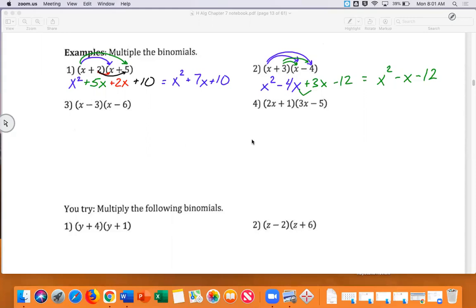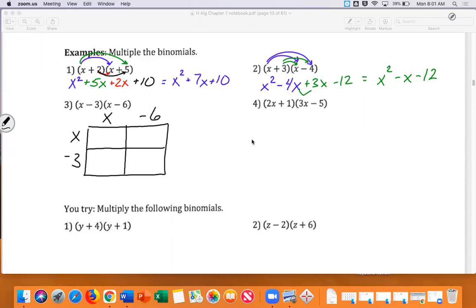So the last one is this. I want everybody to draw a rectangle. And this is a binomial, right? So it's 2 terms. So I'm going to cut my box in half this way. And this has 2 terms, so I'm going to cut my box in half that way. So I have 4 boxes. Hope, do you see how I did that? Now, going down, I'm going to write x minus 3. Do you see where I got that from? Going along the top, I'm going to write x minus 6. You see how I did that? Is everybody with me? Now, this is called the area model.